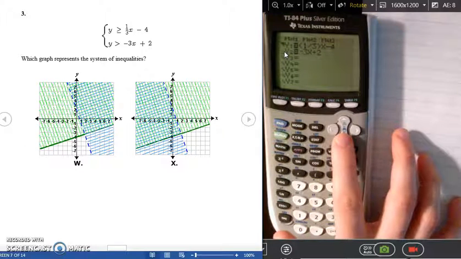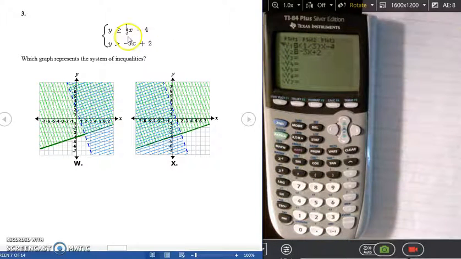And then I'm going to scroll down in front of y2 and do the same thing. It's also a greater than, so I'm going to have that same symbol. And I press enter twice to get it. And so now I'm telling the calculator that these are both greater thans when I go to graph it. So once again, I still have that window of negative 8 to 8, so I'm not going to mess with the window at all. I'm just going to go ahead and press graph.